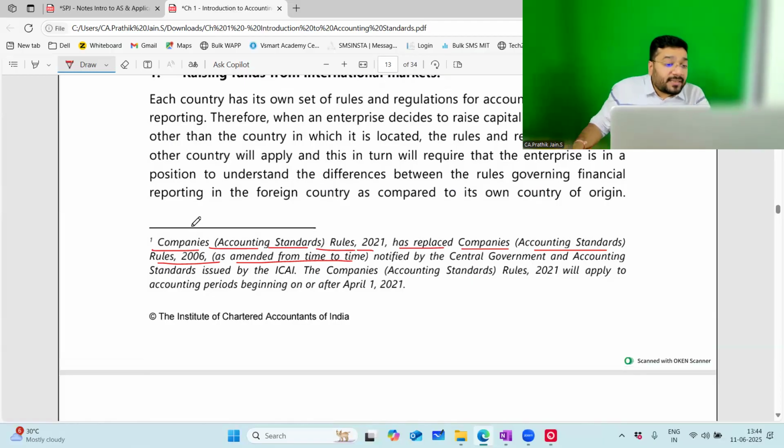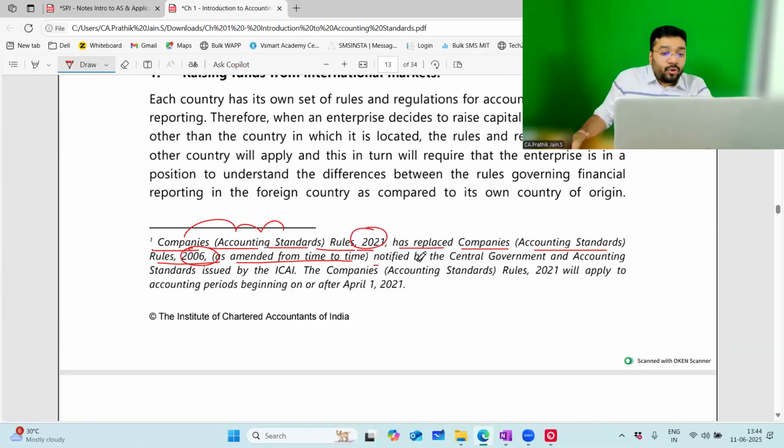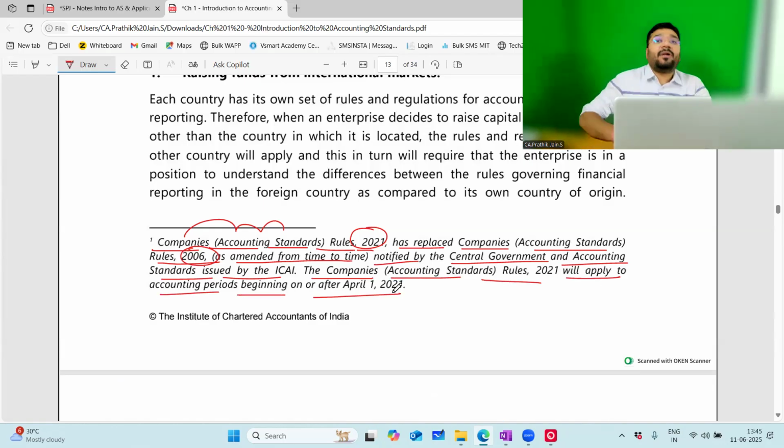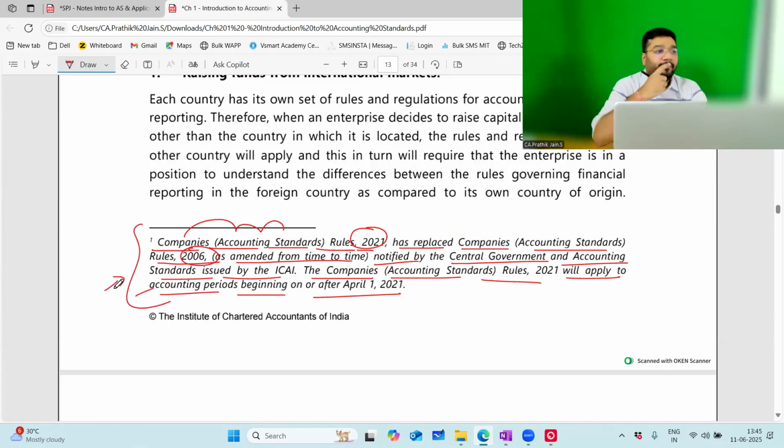So the Companies Accounting Standards Rules got upgraded. Like how from the Companies Act 1956, we made 2013, like that, 2006 was amended to 2021. Notified by the central government, an accounting standard issued by ICAI. The Companies Accounting Standards Rules 2021 will apply to accounting periods beginning from 1 April 2021 onwards. This point I'll add in your notes and give you.